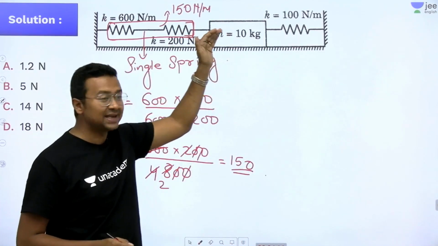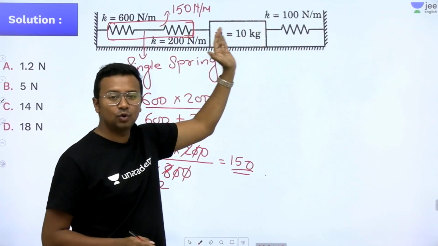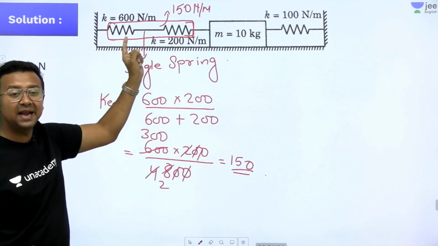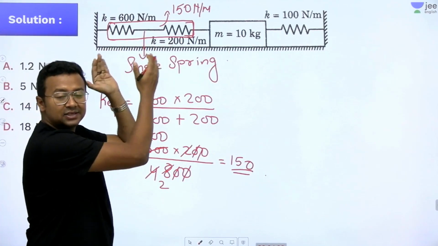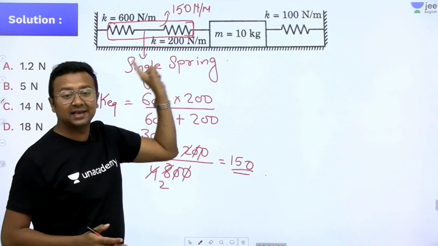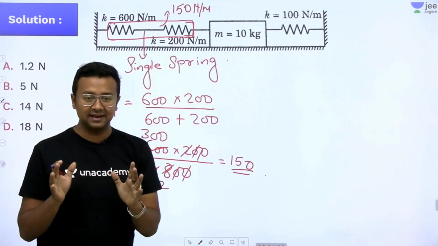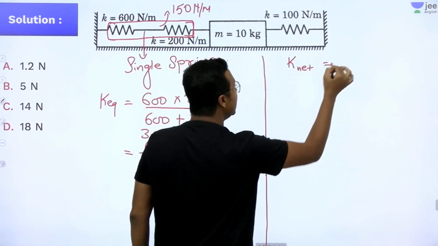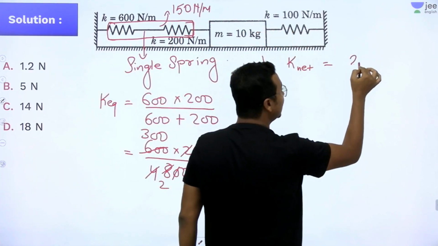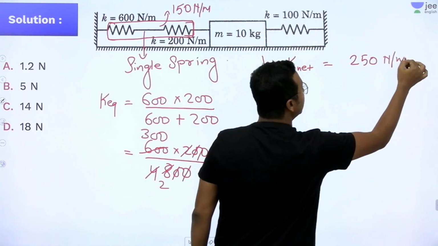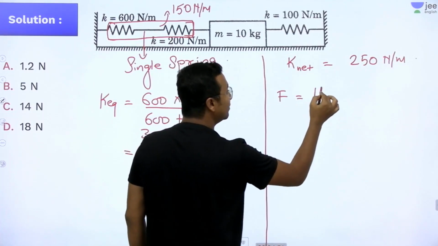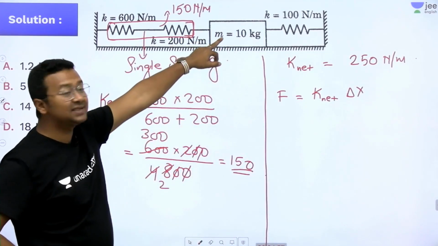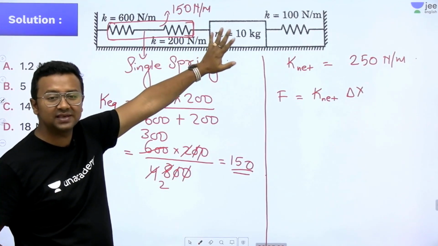See, simple thing. How do I decide? If I move this by 20 millimeter, there will be a compression of 20 millimeter here, and there will be a 20 millimeter elongation in this combination of springs. Okay, so we can say that these two springs are basically in parallel. All right, and if they are in parallel, then your K net will be equal to 150 plus 100, so that will be 250 Newton per meter. And if you have to find out the force, that will be K net into delta x, whatever will be the displacement of this 10 kg block.